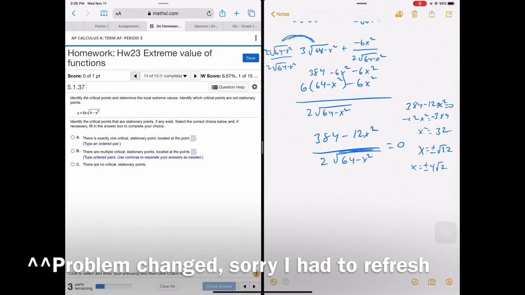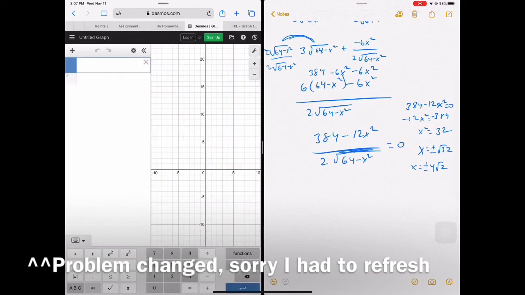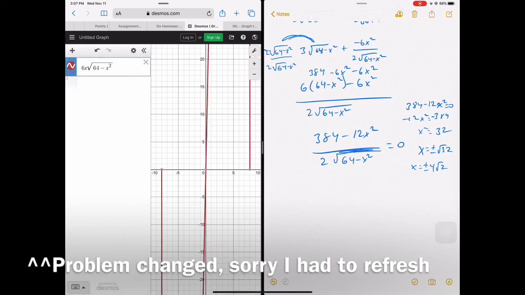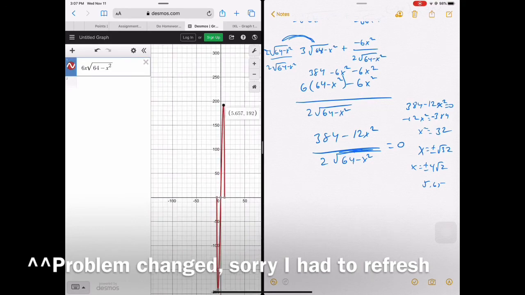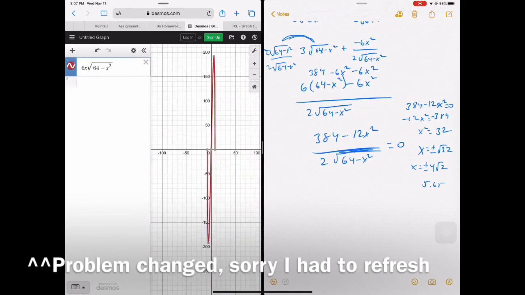Now, I'm kind of shy about this, but let's go ahead and check to make sure these are critical points on the graph. Let's graph it: 6x and the square root of 64 minus x squared. And 4 square root of 2, what's the decimal value for that? It's 5.65, just so we know it. Yep, that's my 5.65. As you can tell, this graph is ugly, but no matter.